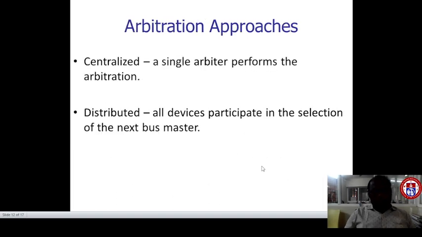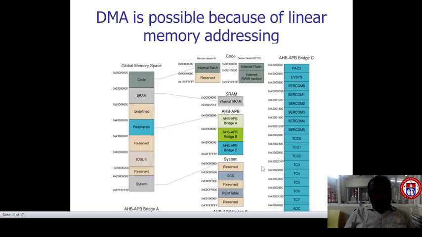The arbitration approaches can be centralized or distributed. Centralized means a single arbiter performs the arbitration. Distributed means all devices participate in the selection of the next bus master.